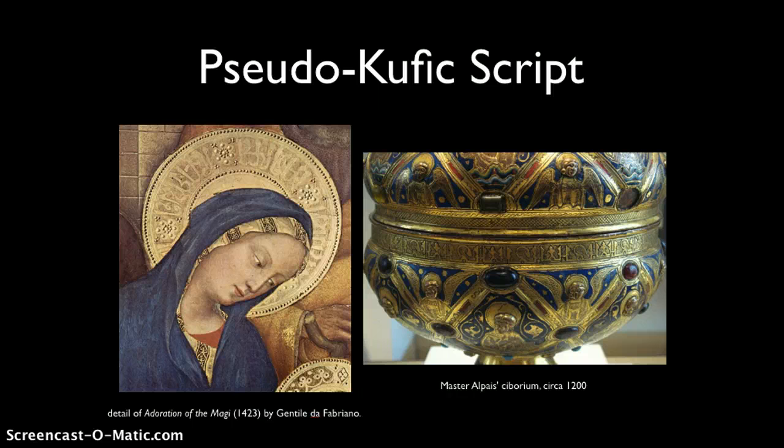Another example is Pseudo-Kufic script. So Kufic script is a very ancient form of Arabic calligraphy. Over here you see in this Renaissance Italian work a detail of Mary, and in her halo you can see what vaguely looks like Arabic script. While it isn't actually Arabic, it's clearly meant to emulate the Arabic style. Similarly, on the right you can see another piece dating back to about the 1200s, and around the rim you can see what also looks to be Arabic script. While it is only there for stylization, it's clearly drawing from Arab influences.